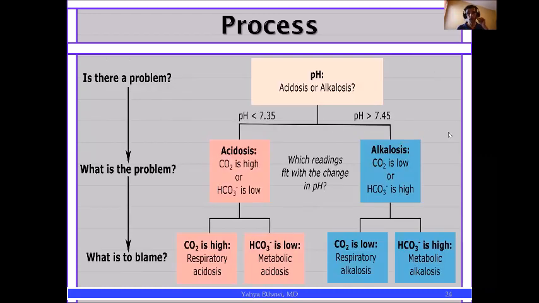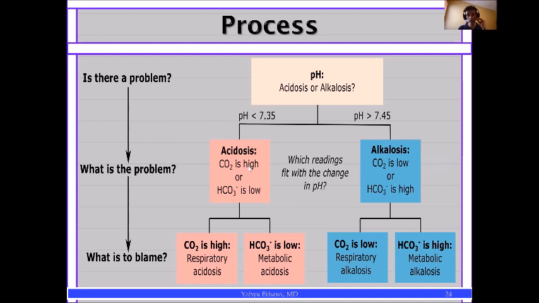Now, how do you proceed? You will start with the problem. Is it acidosis? Less than 7.35. And again, this is an arbitrary number, and this number changes with gestation, with age, with different scenarios. But we have to use a number to make the definition. So is it less than 7.35? Then it's acidosis. Is it more than 7.45? Then it's alkalosis. And remember, if it's bicarb, it's metabolic. If it's CO2, it's respiratory.